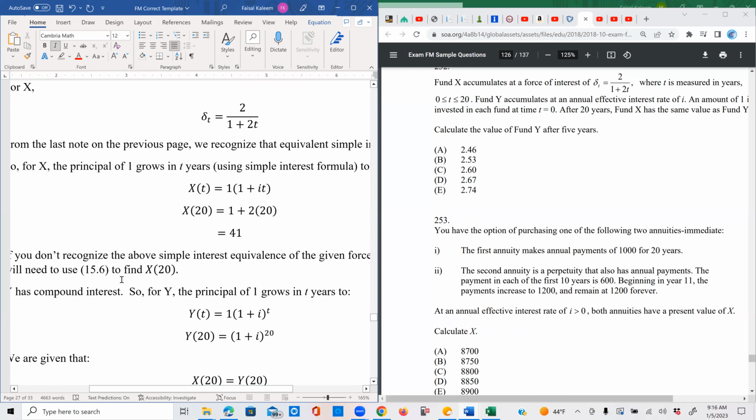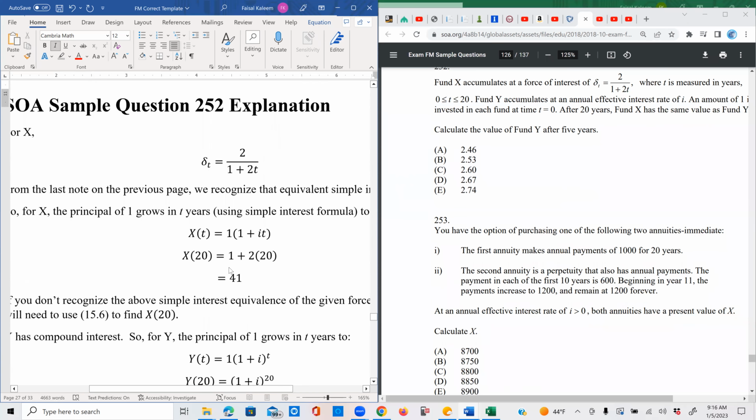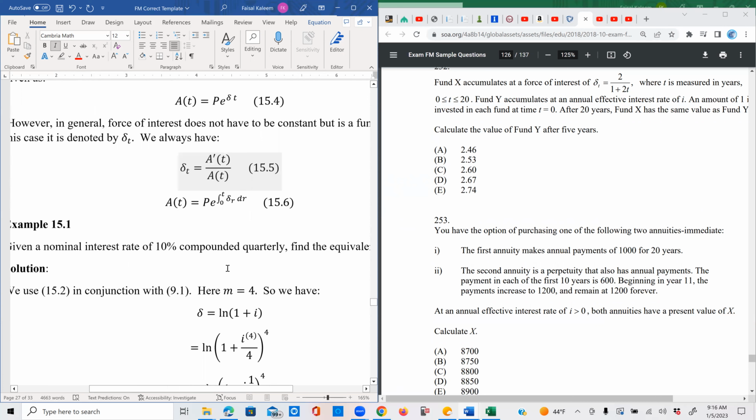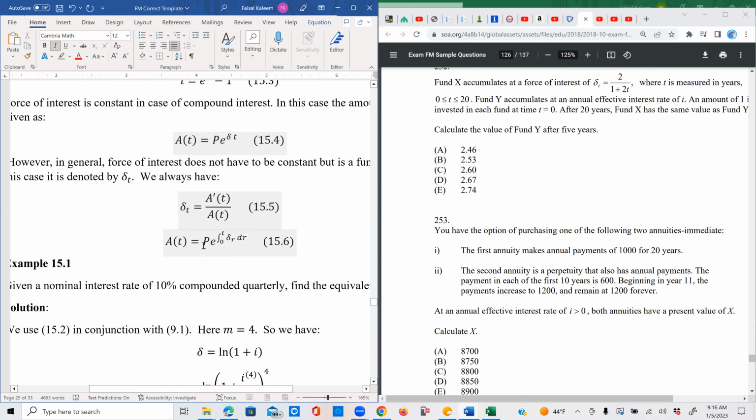And now, in case you don't recognize that this is corresponding to a simple interest situation, you can just use equation 15.6 to find x of 20. So let's look at that. So here, you will just use p is equal to 1, which is the principal in this case, and you would integrate from 0 to 20. And delta r would be 2 over 1 plus 2r, and then you will just integrate that and find the value, and that will also come out to be 41.